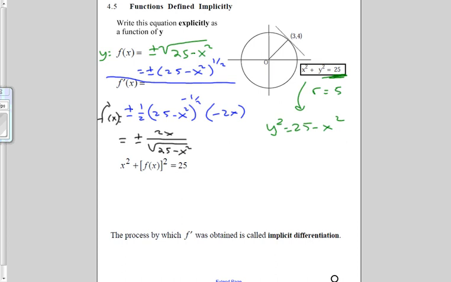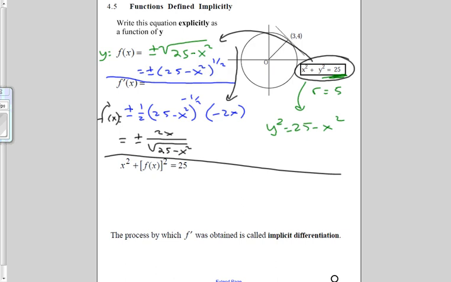Okay, well, that's what we just did: we took an implicit equation, we turned it into an explicit equation, and then we found the derivative. To do this implicitly, sometimes we won't be able to take an implicit function and define it explicitly. So when we can't do that, we're going to need a new method. That new method is called implicit differentiation.